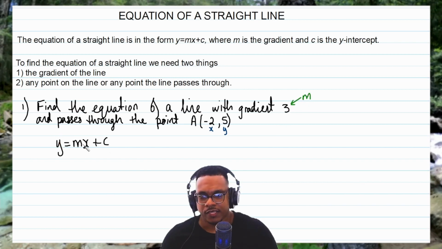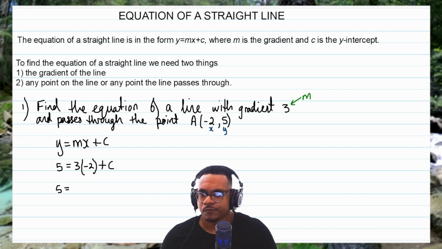So I'll replace the y with 5, the m with 3, and the x with -2. So I have y, I'm putting 5. We have m, I'm putting 3. And this is mx, so that's m multiplied by x, so that'll be 3 multiplied by -2. So I have 3, open brackets, -2. That'll mean 3 multiplied by -2 plus c. So now I'll have 5 is equal to 3 by -2, which gives you -6. So I have -6 plus c.